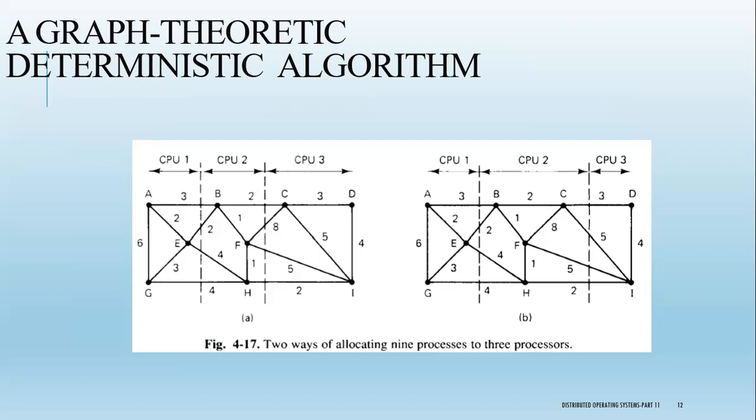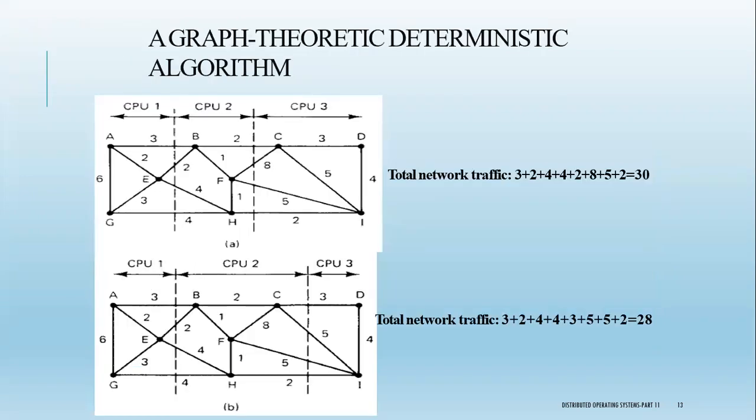In the second diagram on the screen, we have a different partitioning that has only 28 units of network traffic, assuming that it meets all the memory and CPU constraints. That is a better choice because it requires less communication.